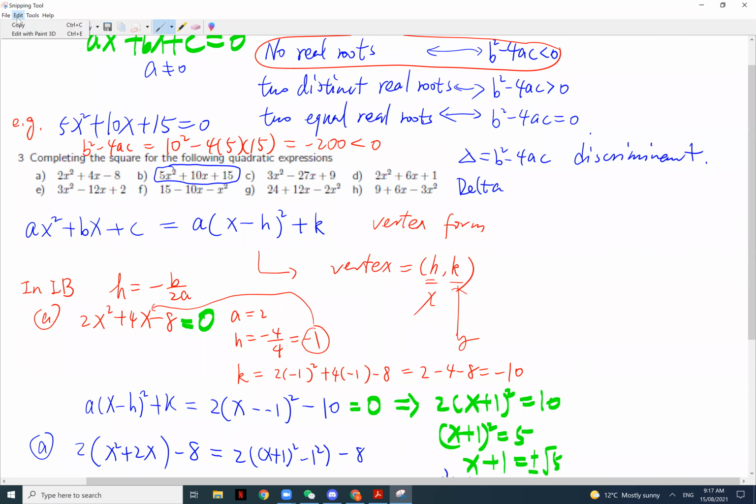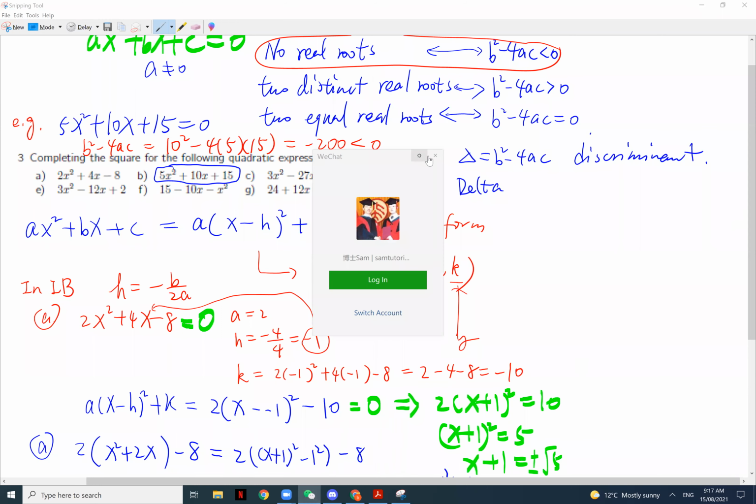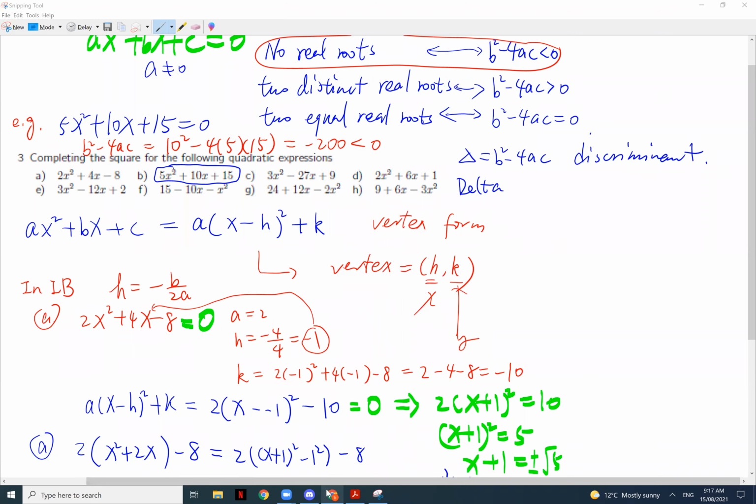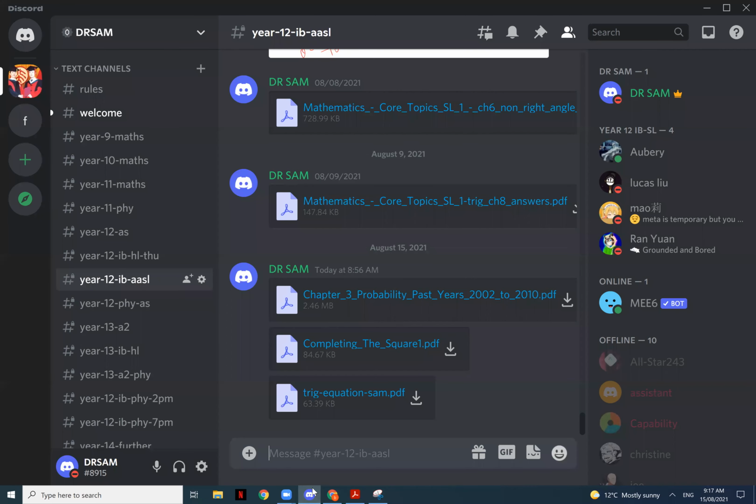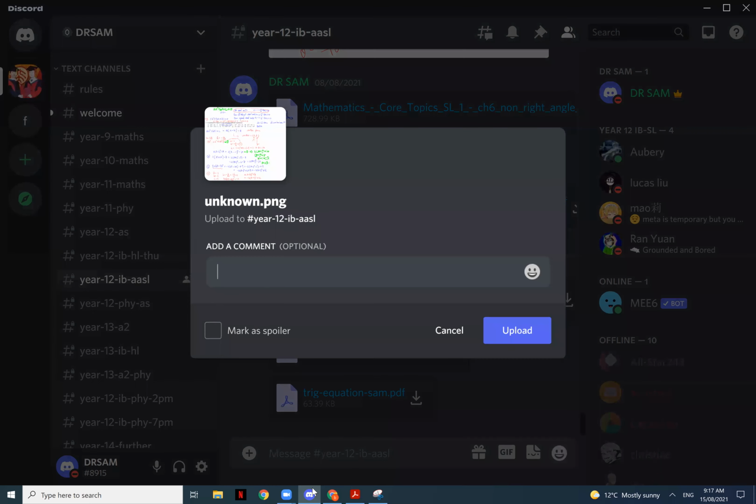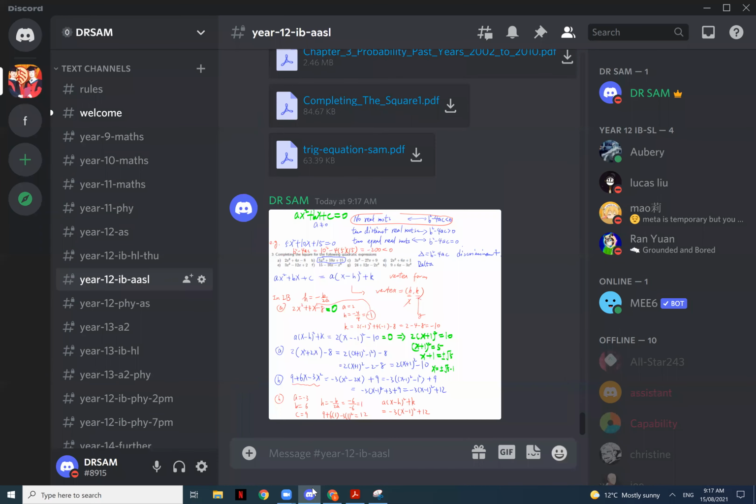At higher level, we can do it. This picture is just for completing the square revision. Next one, revising trig.